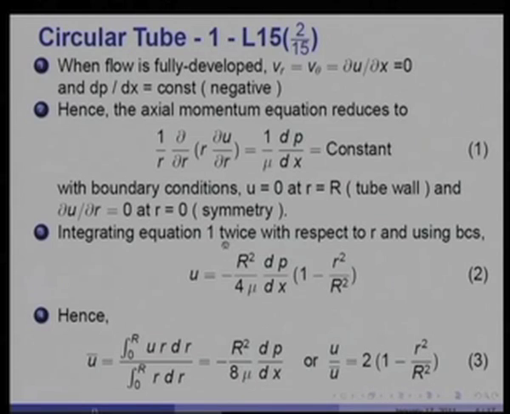Integrating this equation twice with respect to r, and using these two boundary conditions to evaluate two constants of integration will give you u equal to minus R squared by 4 mu dp by dx times 1 minus r squared by R squared. Hence, evaluating the mean velocity as integral 0 to R of u r dr divided by integral 0 to R of r dr gives you minus R squared by 8 mu dp by dx. Notice the negative sign here as well as here, which simply accounts for the fact that dp dx now is of course negative, which gives us u over u bar equal to 2 into 1 minus r squared by R squared, a very well known result that you will recall from your undergraduate days.